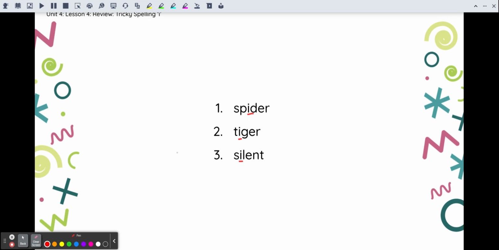So, number one, let's read it. Spider. Spider. So, I comes at the end of the first syllable. Spy. And then the second syllable is der. Spider. Let's do number two. Tiger. Tiger. And the last one. Silent. Silent. Very good.